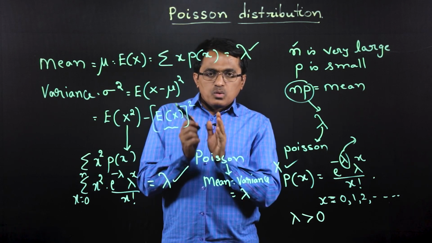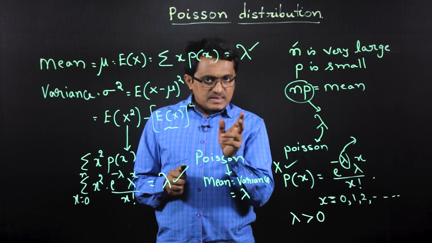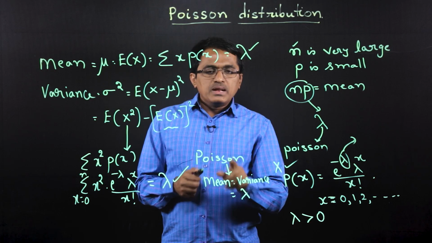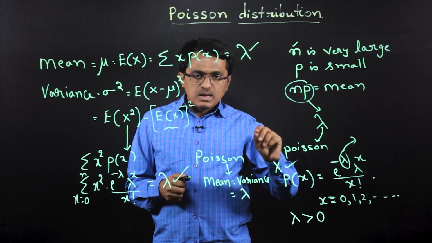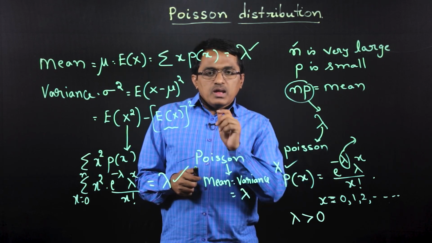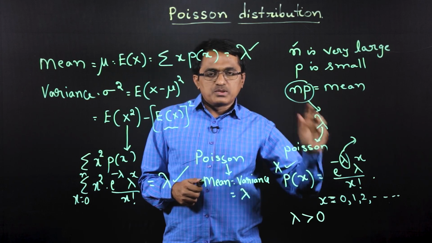That means we can say if x is a random variable which is discrete and the relation between mean and variance is such that mean is greater than variance, then we say the random variable follows binomial distribution. If mean equal to variance, then we say it follows Poisson distribution.